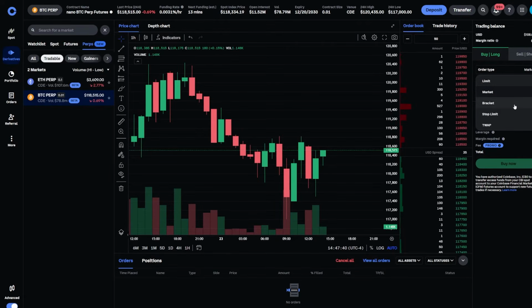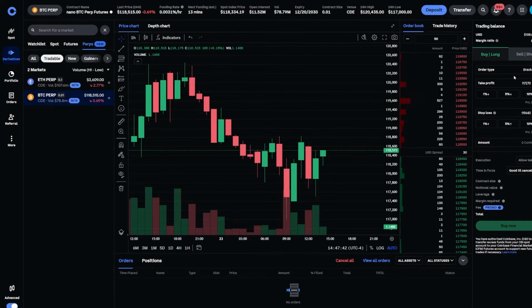The next kind of order is going to be a bracket order. This allows you to have an entry, a take profit, and a stop loss all in one. The reason that they call this a bracket is because you are entering in and then you have a bracket to the up and the downside. The top side is going to be your take profit. The bottom side is going to be your stop loss. It's a really cool mechanism to use. They call it brackets, but it's just built in take profits and stop losses.